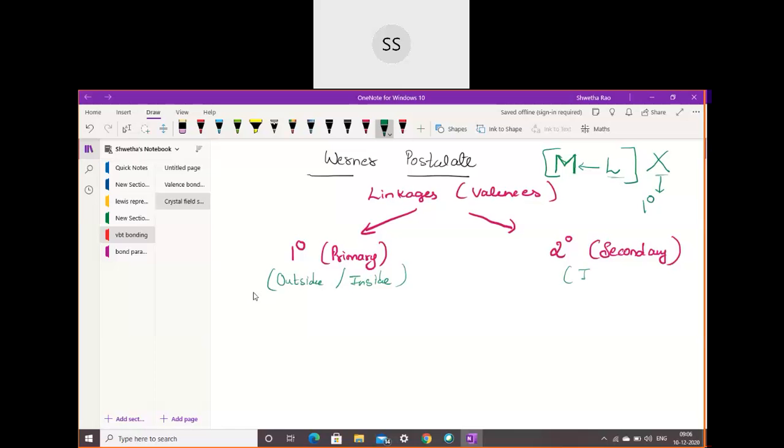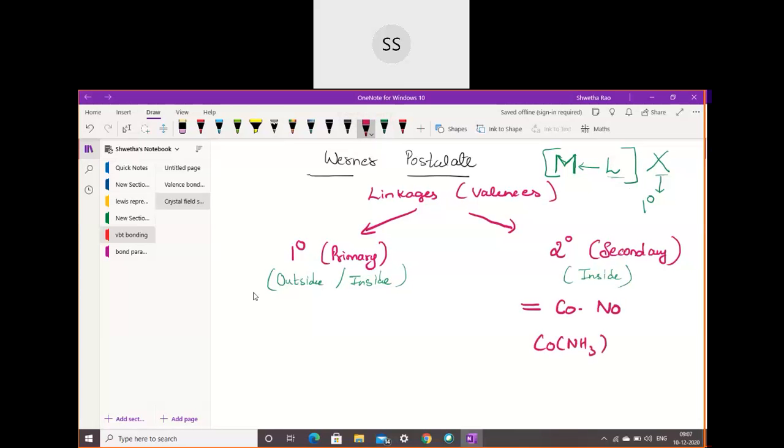But secondary valencies will always be present inside. There is no second option. Whatever you are able to see attached to the metal will be the secondary valencies, and that will always be equal to the coordination number, the number of ligands attached.